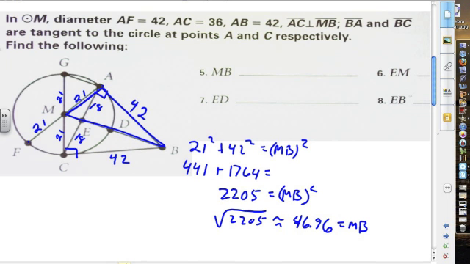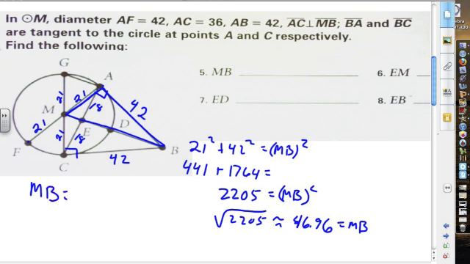Okay, so I figured out how long MB, the whole thing, would be: 46.96. Okay, so I've got that segment done. What I don't know is how long ME is, or ED is, or BE is. So I don't know that. But I can figure out dB real easy, right?